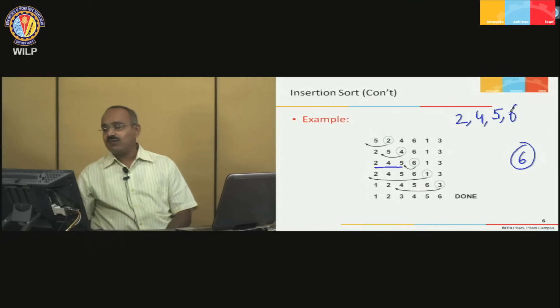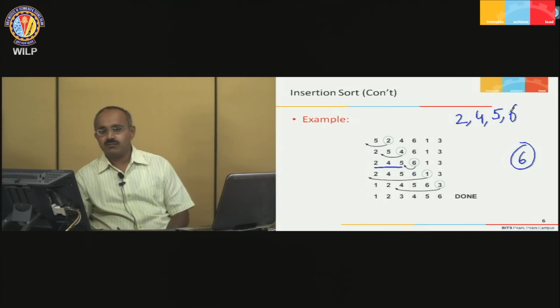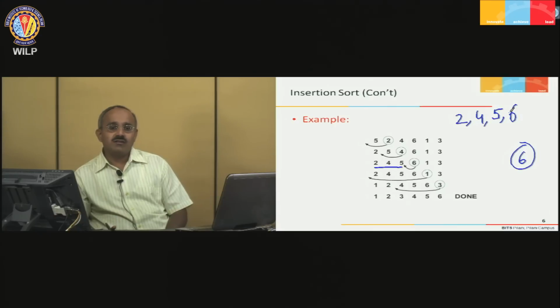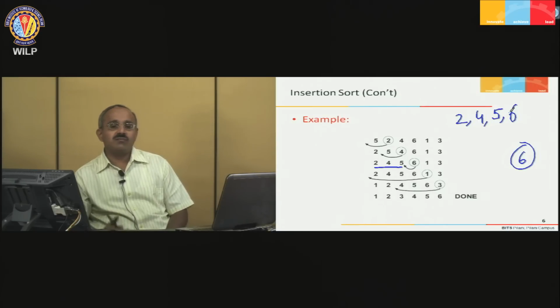So, what we see is that to place 6 in the right position, we need only one comparison. That is the best case of your algorithm. That is, as you try to insert an element, you can insert it in the right position by making just one comparison, and that case will happen if the element that you are trying to insert is bigger than the maximum element, or the rightmost element, of your list.